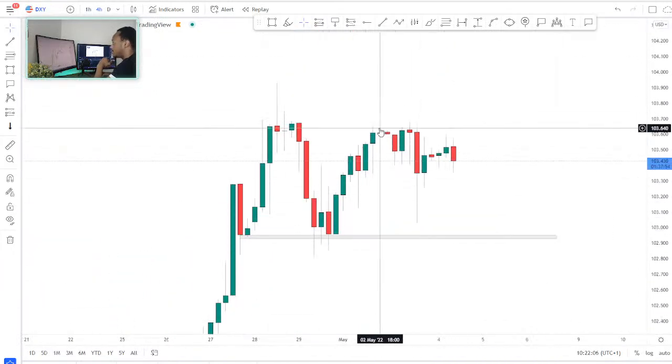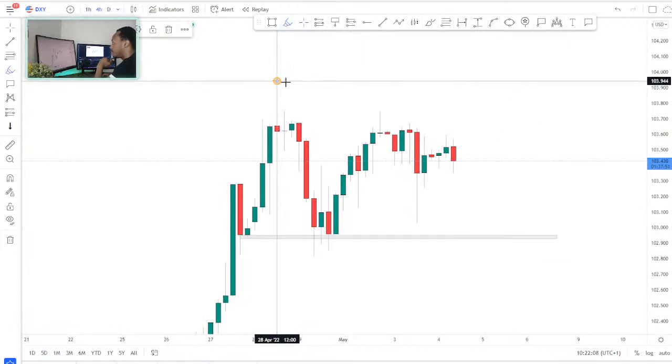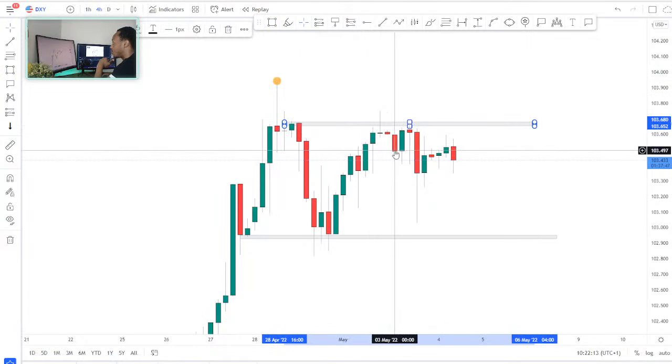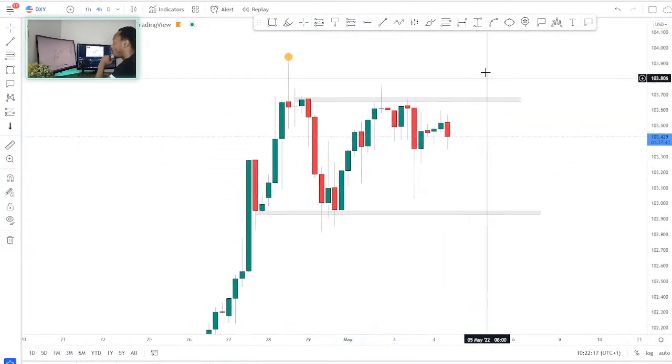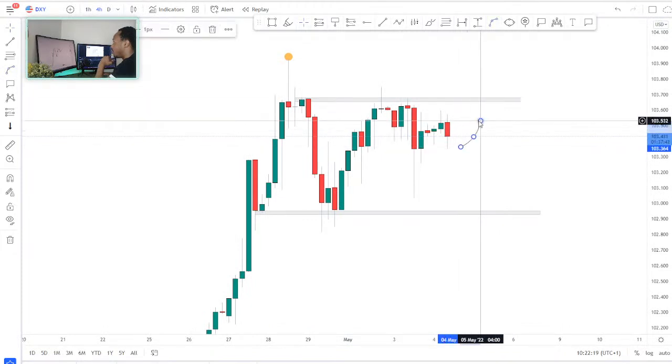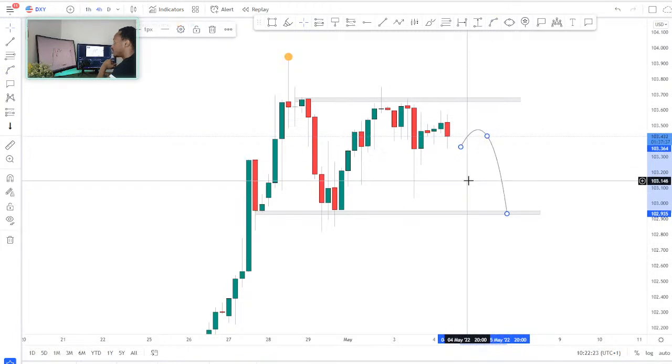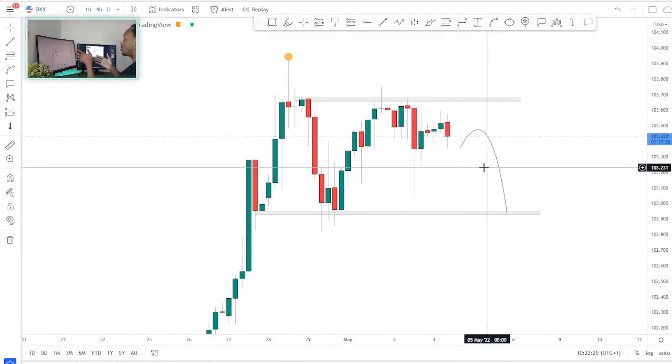We've tried to continue to take out these highs down the left, but you can see we are failing. We've tried to take it out once, tried a second time, failing, and now we're forming some lower highs. So I would expect DXY to roll over back down into 102,900. That does correlate with pound USD going up, so DXY correlation there with pound USD is a very positive sign.